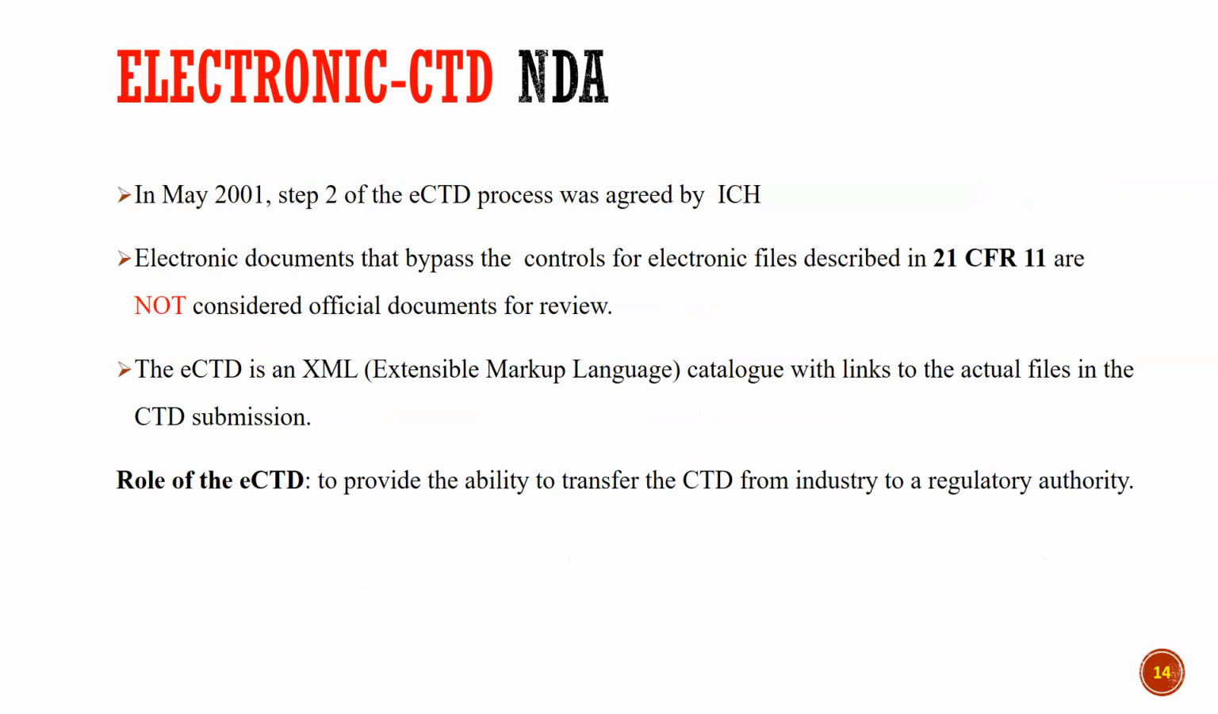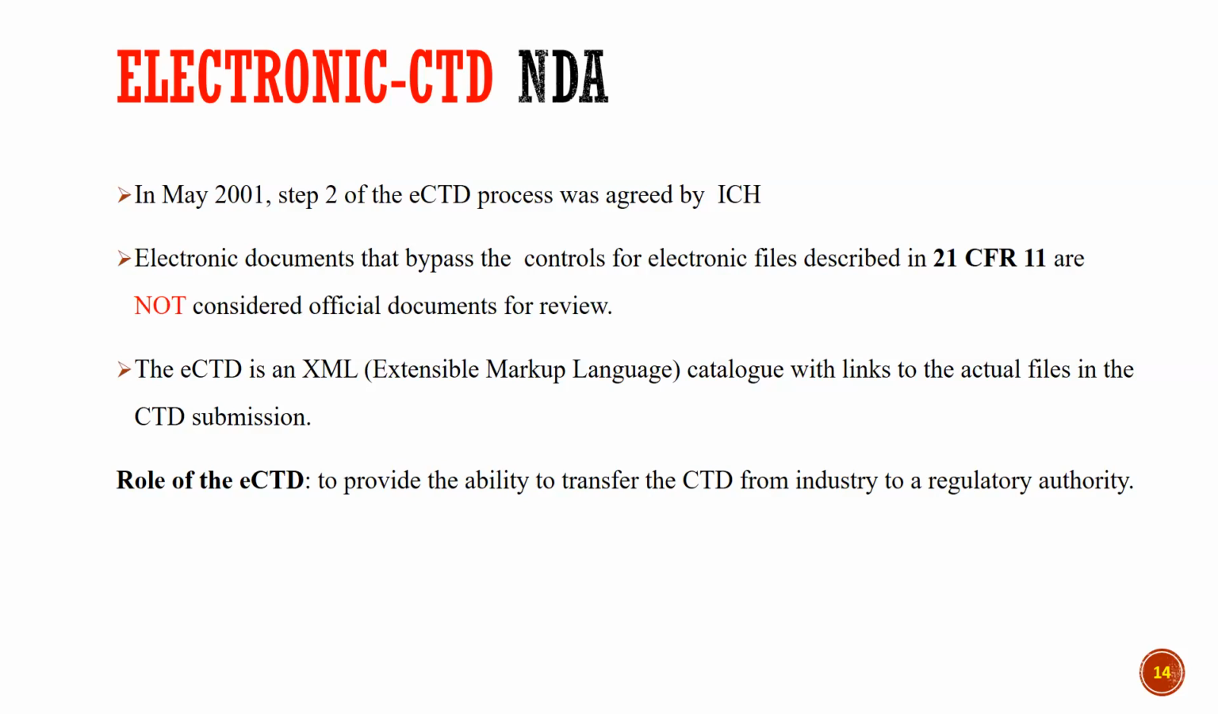So coming to the eCTD, this is the third phase of NDA. In May 2001, the eCTD process was agreed by the ICH, with electronic documents that bypass the control of the electronic fields described in 21 CFR Part 11. 21 CFR Part 11 talks about electronic signatures, where we can sign documents electronically, whereas in the paper format, the applicant has to sign by ink. So here, following 21 CFR Part 11, the signatures will be done by electronic method.